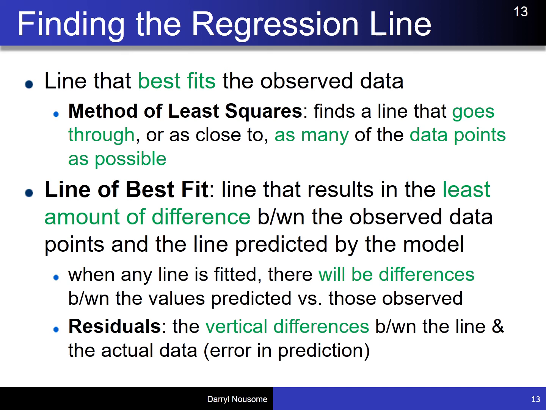Okay, and when any line is fitted, obviously there's going to be a difference between those predicted values, just the straight line, and those that are observed, right? And the residual is the difference between the line and the actual data, which is our error in predicting, right? So the residual is the same thing as an error term.